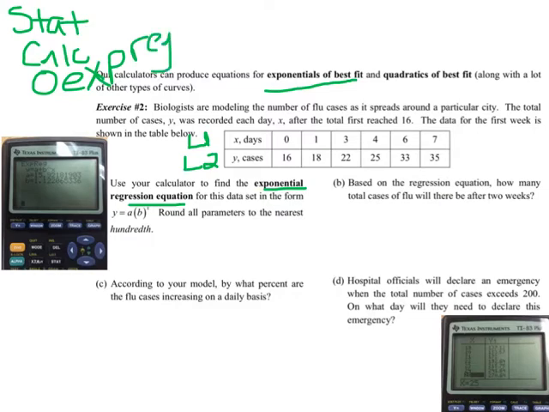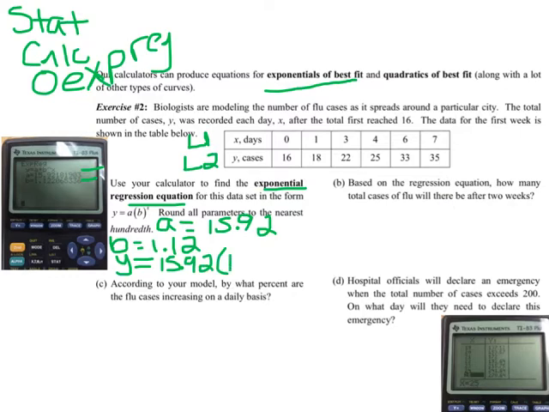Once I have that, you can see right in my calculator, it's my A and my B again. So my A equals, and we want to round everything to the nearest hundredth, 15.92. And my B is 1.12. If I want to put it properly into my formula, it's Y equals 15.92 times 1.12 raised to the X power.